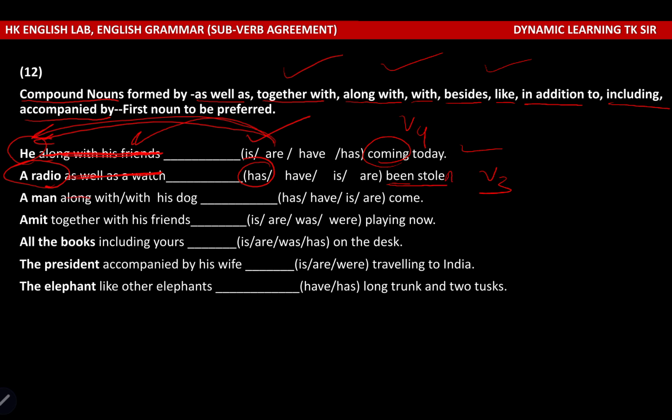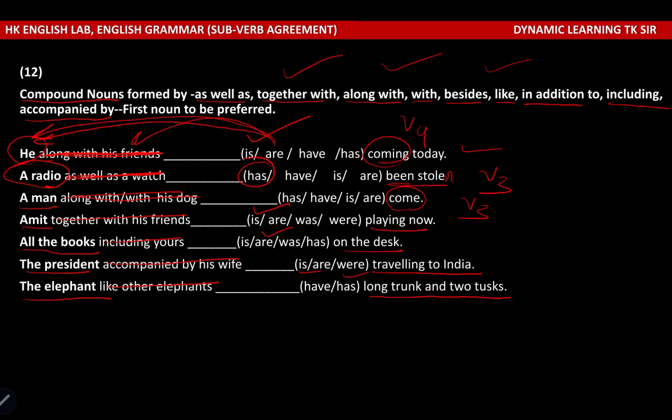Like this in this sentence. In all sentences, cut the connector. Okay, like this. A man, come is the V3 form, has come. Amit dash playing now, is playing now. All the books are on the table, on the desk. The president is traveling to India. The elephant has a long trunk and two tusks.